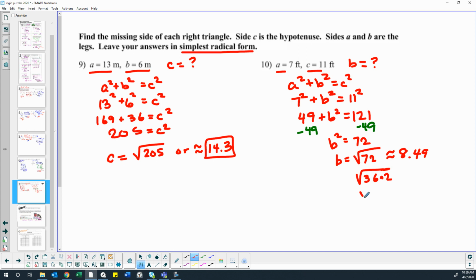So now we can do the square root of 36 because that's 6. But we can't simplify the square root of 2 without getting a decimal. So we would just leave that as 6 times the square root of 2, and that is called simplest radical form.